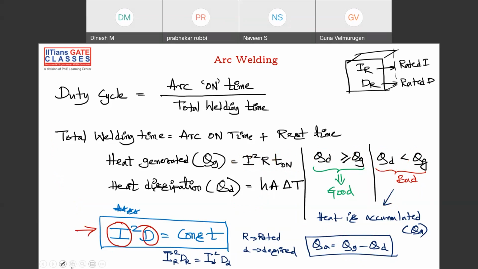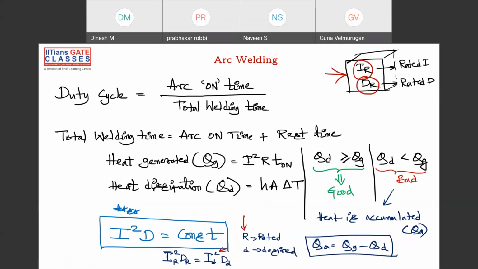Sometimes you can use this formula, where this is your rated, in the sense the machine provided values. On the machine they'll say rated current, I can give a maximum of current this much, duty cycle I can give this much, or the settings that you have put here. And desired, what is desired? The desired is nothing but what you wanted to have in the location.